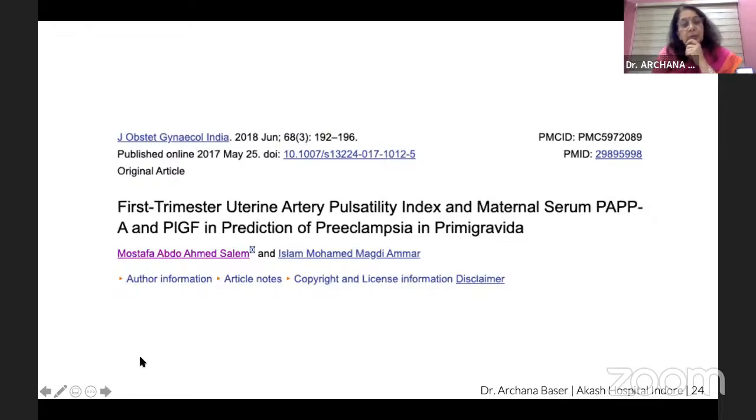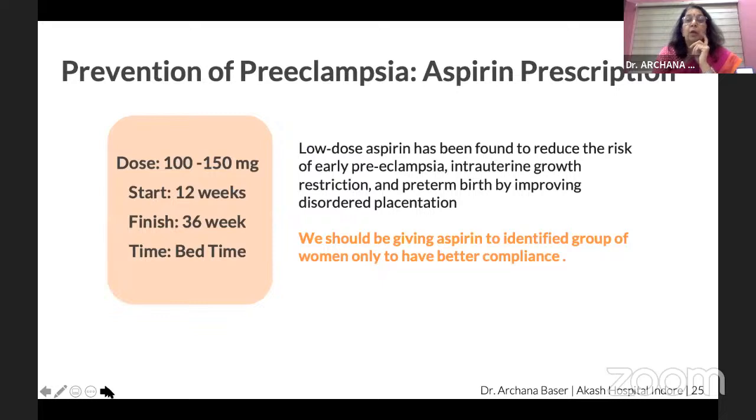And again, there are several articles on this. First trimester uterine artery PI and maternal serum PAPP-A and PlGF in prediction of preeclampsia in primigravida. This was published in our JOGI in 2018.